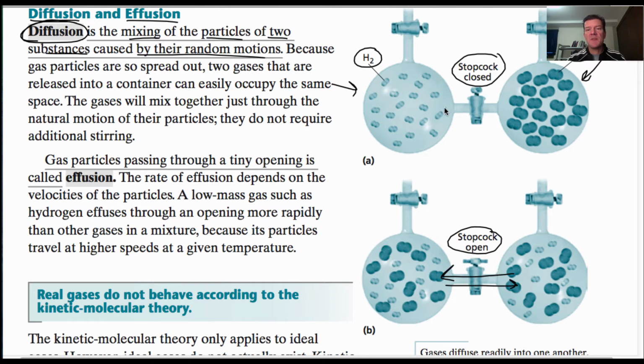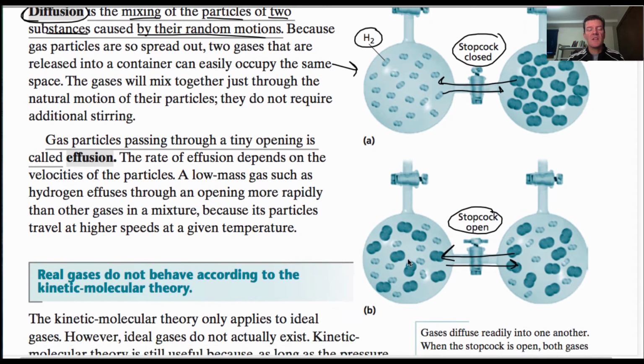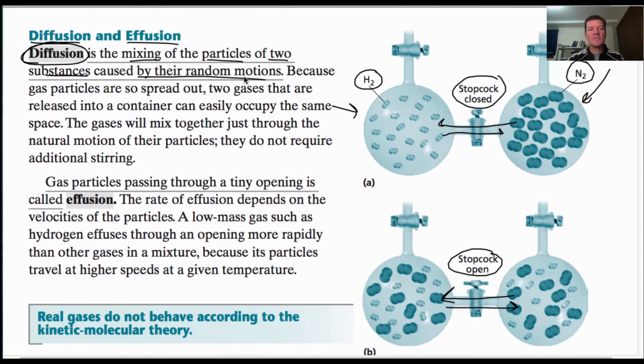So there's going to be some hydrogen particles that are going to move this direction. There's going to be some nitrogen particles that move this direction. And they're just going to keep moving randomly until basically they're spread out evenly. Okay? That's the random motion of gas particles that's going to cause them to mix, diffuse. That's what we mean by diffuse.